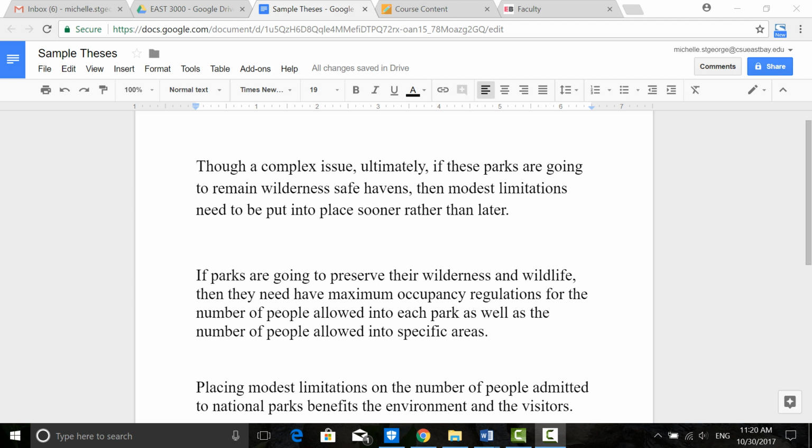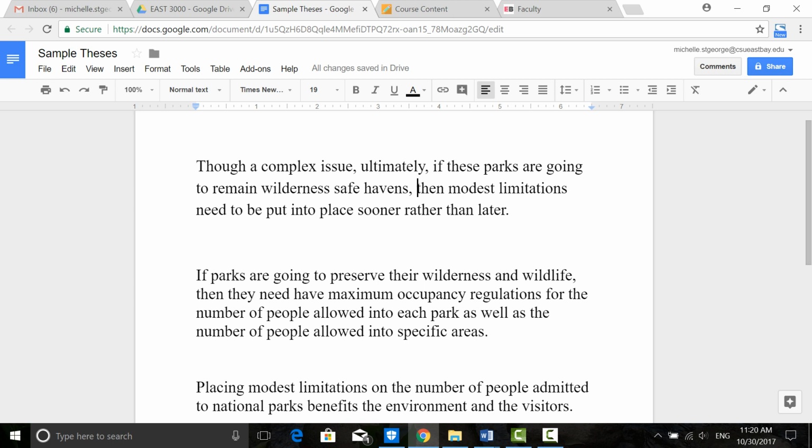Okay, so I'd like us to look at this first thesis. "Though a complex issue, ultimately, if these parks are going to remain wilderness safe havens, then modest limitations need to be put into place sooner rather than later." So this is a mid to high thesis statement, right? They have this rationale here, if these parks are going to remain wilderness safe havens. And that lets us know why they're taking the position that they're taking on this issue, right? Well, if they're going to remain wilderness safe havens, then we need some modest limitations.